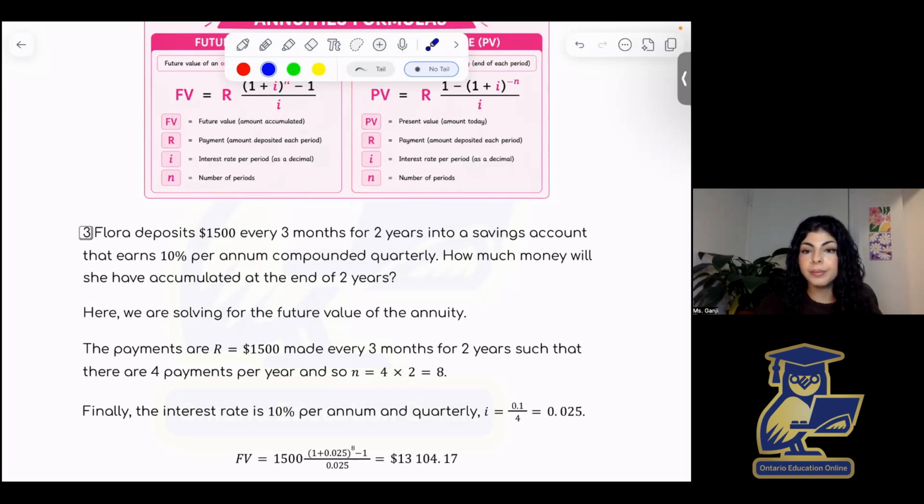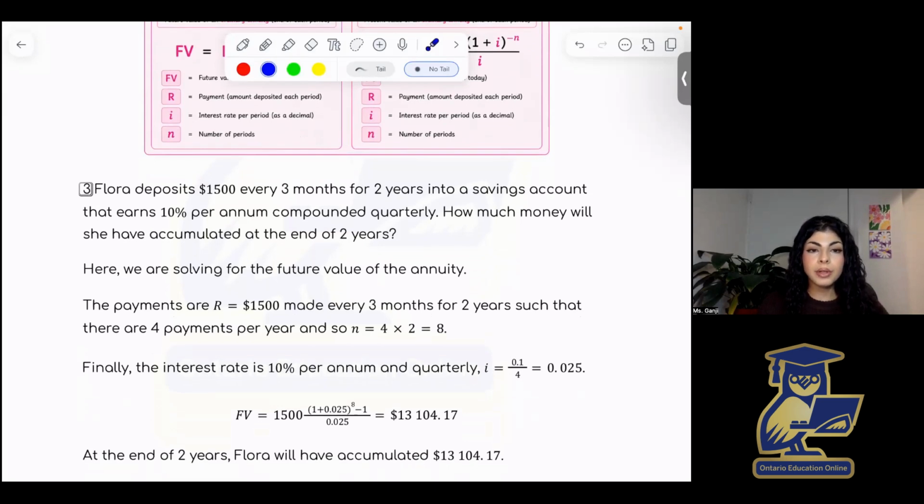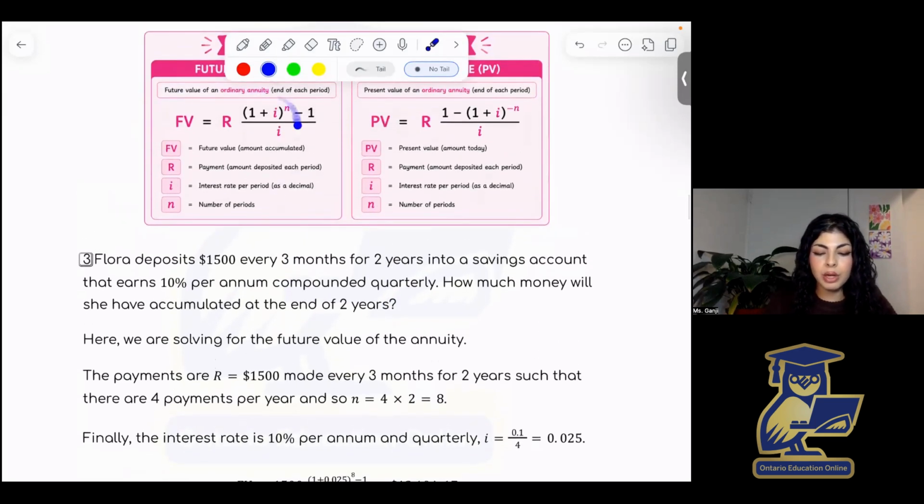So question number 3: Flora deposits $1,500 every 3 months for 2 years into a savings account that earns 10% per annum and is compounded quarterly. How much money will she have accumulated at the end of 2 years? So here we want to know the future value, which means we are using this formula. So we have to start by figuring out what each of the variables are, and specifically R, I, and N.